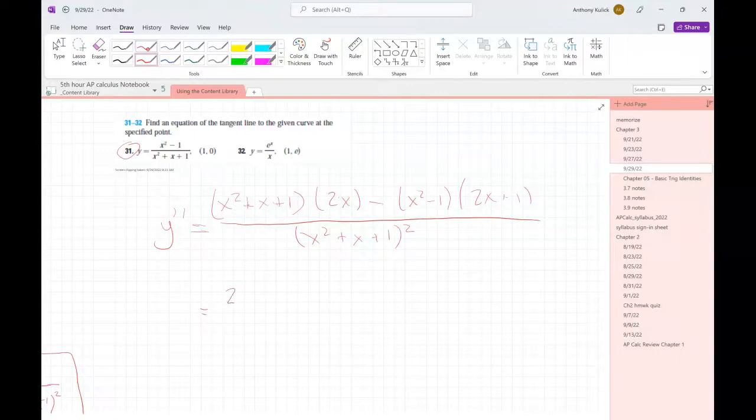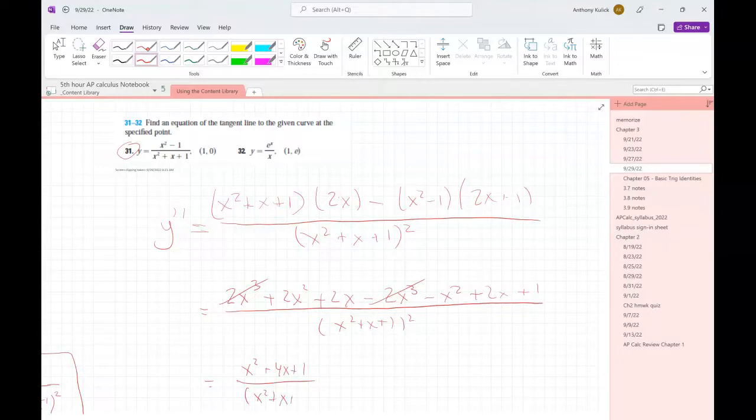So go ahead and distribute things through. Those add to give me 0, and then I end up with x squared plus 4x plus 1 over x squared plus x plus 1 squared. Where's minus x squared from? Combined with this one to make a 1x squared. Oh, I see. And then we'll just evaluate at x equals 1. So I have 1 plus 4 plus 1 over 1 plus 1 plus 1 squared.